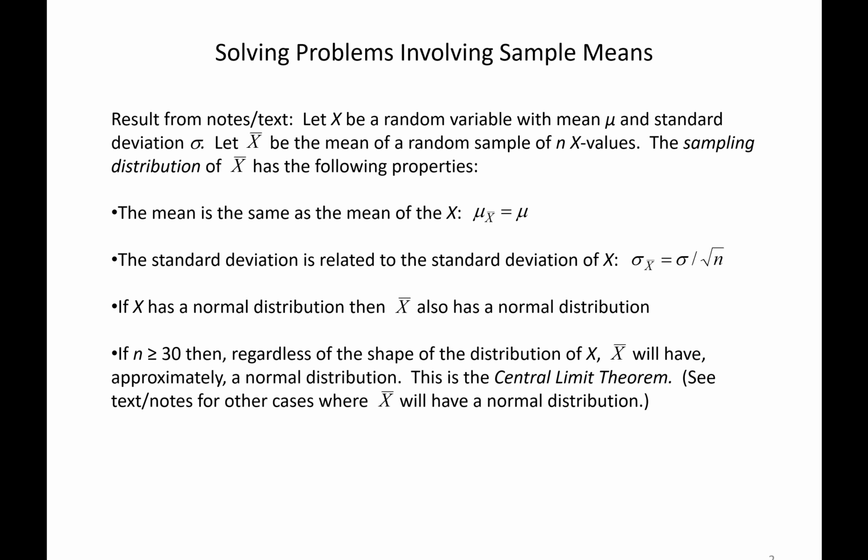Standard deviation is related to the standard deviation of x. So standard deviation of x bar is equal to sigma divided by the square root of n. And if x is a normally distributed random variable, then x bar is also normally distributed. If that's not the case, then as long as n is greater than or equal to 30, we have the result from the central limit theorem that x bar will at least be approximately normal. And the central limit theorem is nothing short of miraculous and one of the most used and useful theorems known to man.